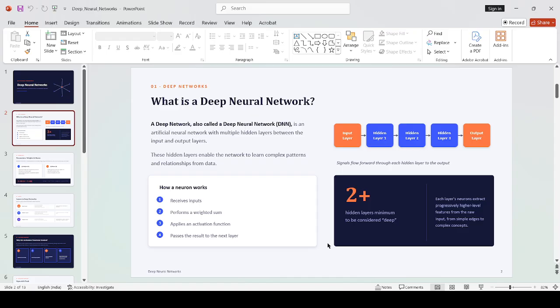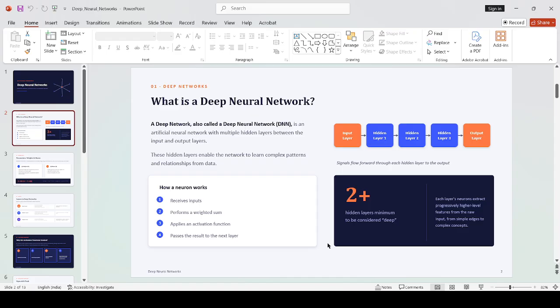Each neuron in the network performs four basic operations. First, it receives input values from the previous layer. Second, it multiplies each input by its corresponding weight and calculates the weighted sum. Third, it applies an activation function to introduce non-linearity. Finally, it passes the output to the next layer.